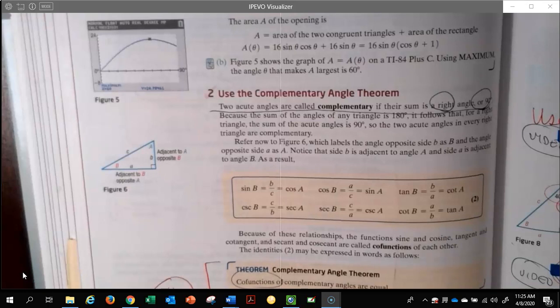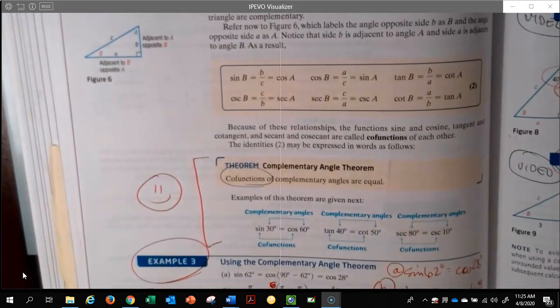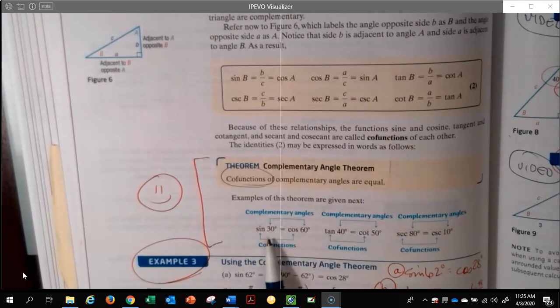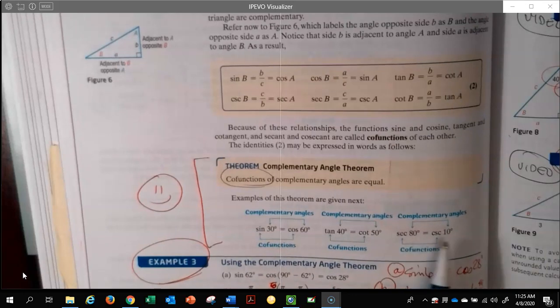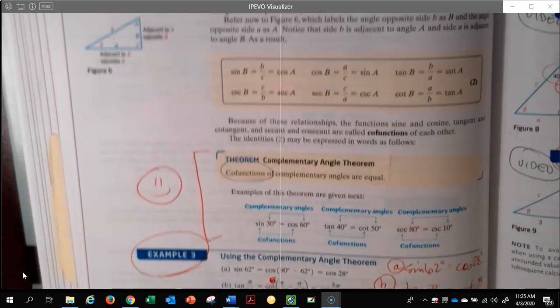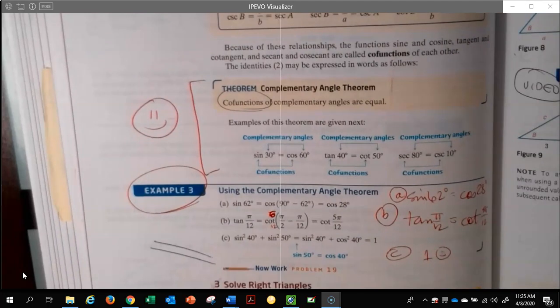Cofunctions of complementary angles are equal, and here's what it means. Sine of 30 is the same thing as cosine of 60. 60 plus 30 equals 90. You can keep going with tangent: 40, 50 is 90. Secant, cosecant, 80, 10 is 90. A few examples on this.